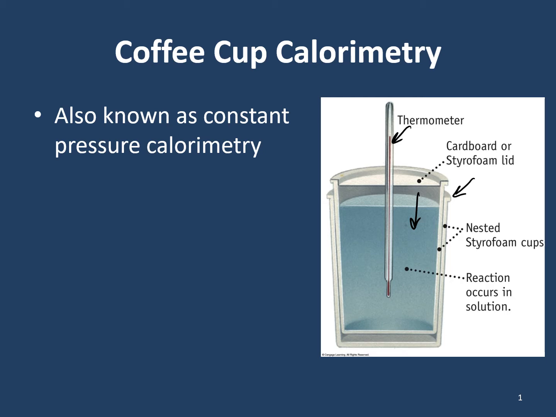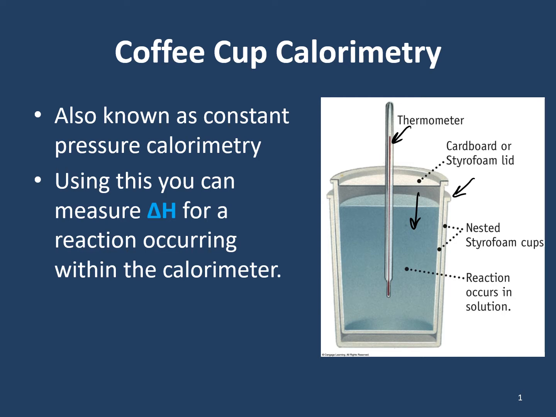The styrofoam coffee cup is used because it's a very good insulator of heat, so heat remains in the system, and we have relatively accurate measurements using styrofoam because of its insulation. So using this, we can actually measure delta H for a reaction within the calorimeter, because pressure is not changing, and delta H is defined as the transfer of energy under constant pressure. So that allows us to determine delta H, and we do it using q = mcΔT.